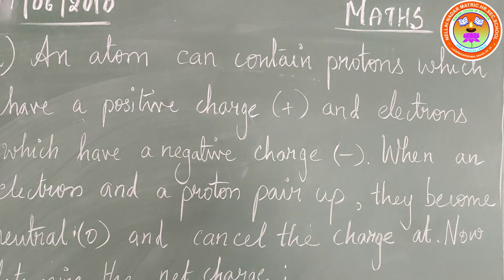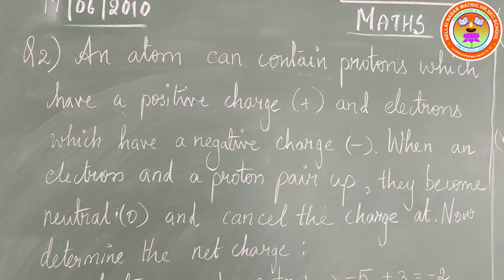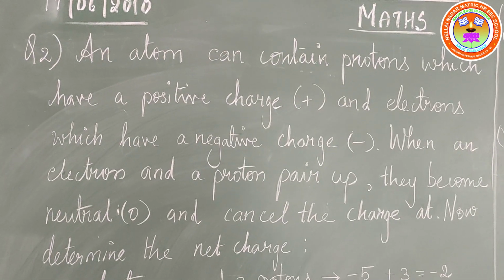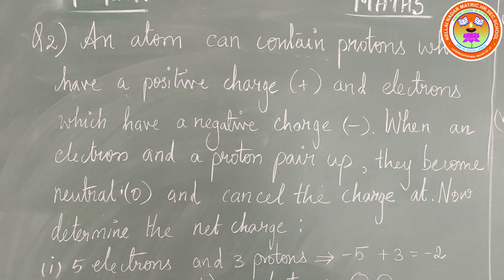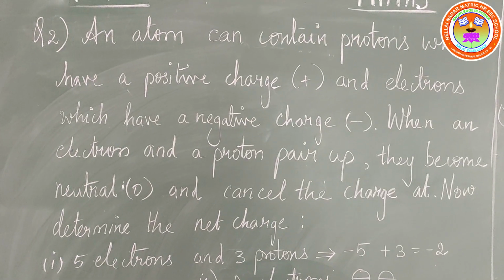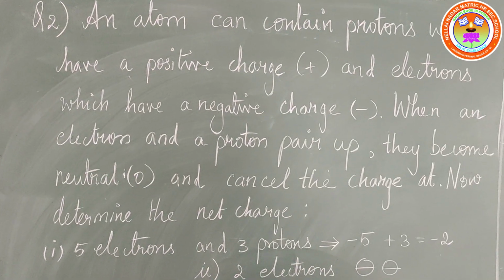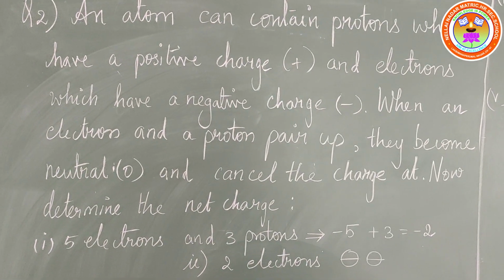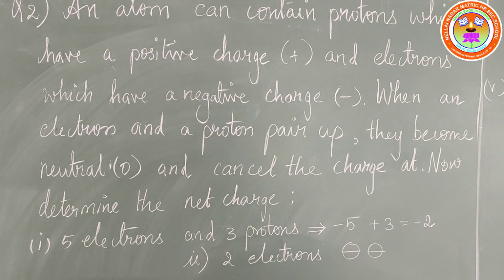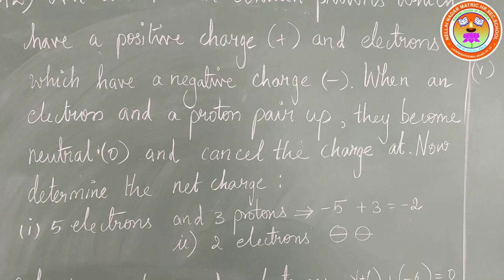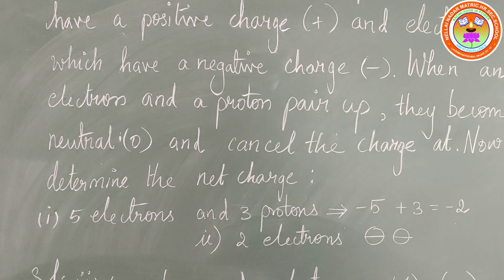Next one, an atom can contain protons which have a positive charge and electrons which have a negative charge. So an atom contains both protons and electrons. Protons represent positive values and electrons represent negative values. When an electron and a proton pair up, they become neutral. So when one plus and one minus are combined together, they become 0 and cancel the charge.